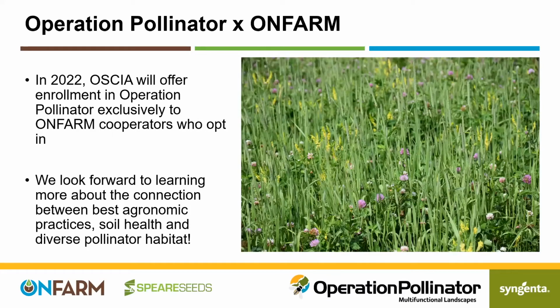So in 2022, we will be delivering the Operation Pollinator program exclusively to the existing network of on-farm cooperators, which was identified by OSCIA as a way to engage with leading farmers in Ontario that are historically supportive of soil health and water quality best management practices and well-positioned to showcase the benefits of agricultural biodiversity and share their knowledge with other farmers. OSCIA will be leveraging the knowledge transfer and engagement activities at these sites to demonstrate and measure the co-benefits of soil health and biodiversity.